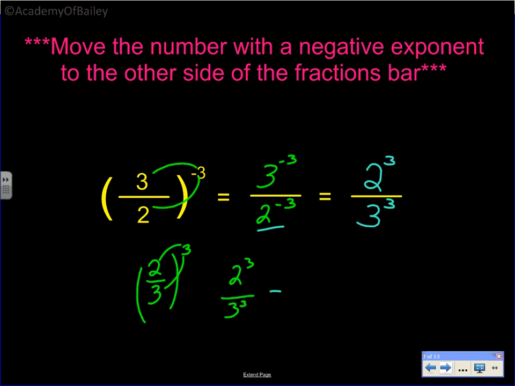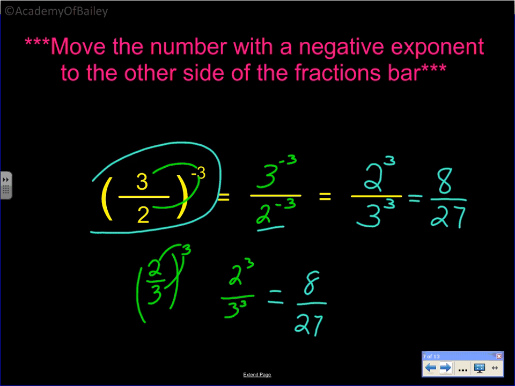And you notice we're at the same step. 2 cubed, 2 times 2 is 4, times 2 is 8. 3 cubed, 3 times 3 is 9, times 3 is 27. Either way you think about it, the answers will still be the same. So 3 halves to the negative third power is equal to 8 over 27.